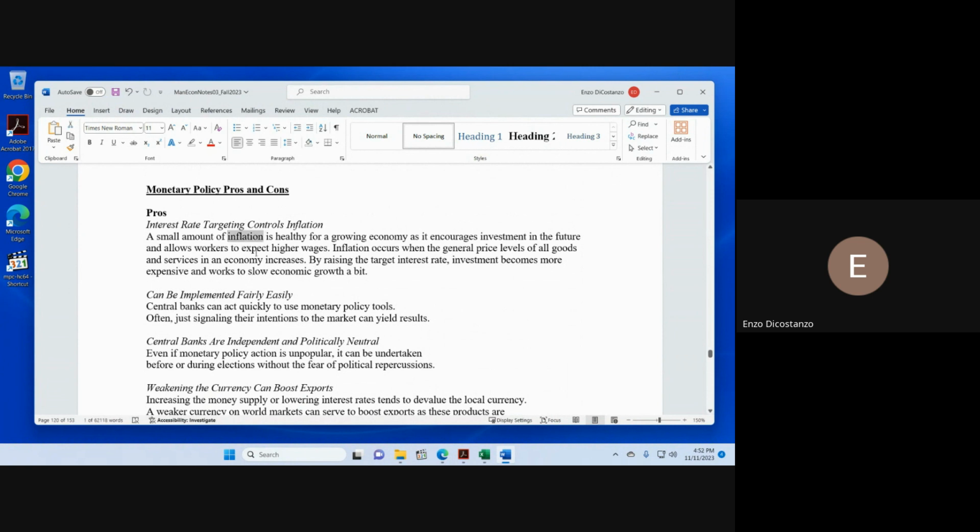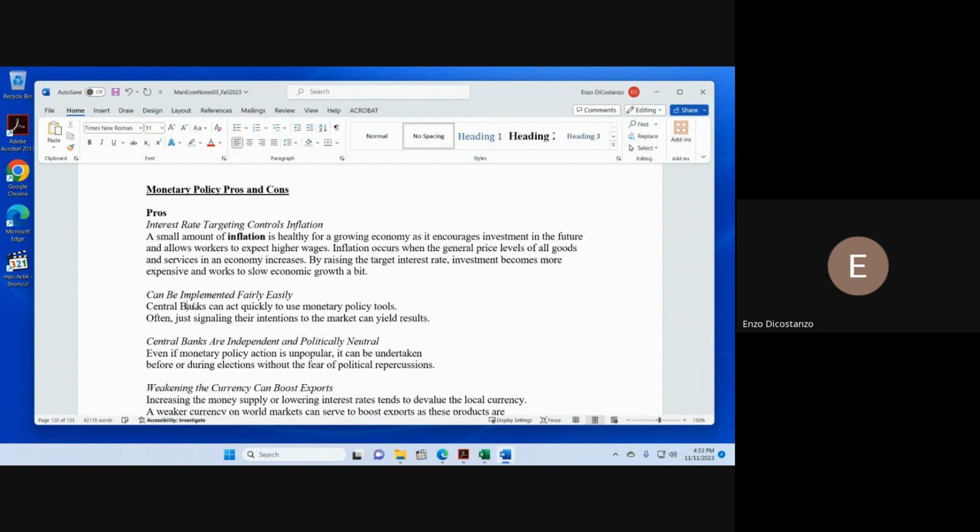As we previously said, you generally want to have a controllable inflation. Workers expect higher wages, and the price level increases reasonably. By raising the target interest rate, investment becomes more expensive and works to slow economic growth a bit. So, in other words, if we make the circulation of money more expensive, you're dampening the demand. That's really what's meant there.